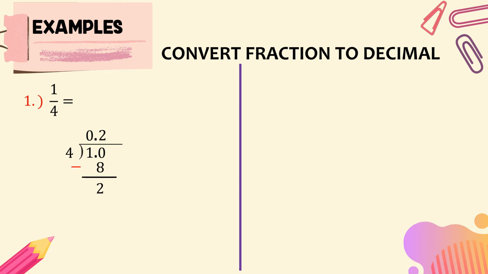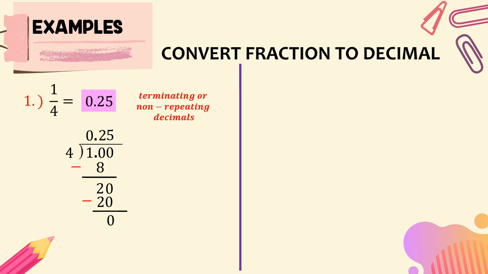Then 2 divided by 4 cannot be, so we add 0, then bring down 0. That will become 20. 20 divided by 4 is equal to 5. 5 times 4 is equal to 20. Then subtract: 20 minus 20 is equal to 0. So 1 over 4 is equal to 0.25 or 25 hundredths. That is considered a terminating or non-repeating decimal because the remainder is 0 and the division ends.